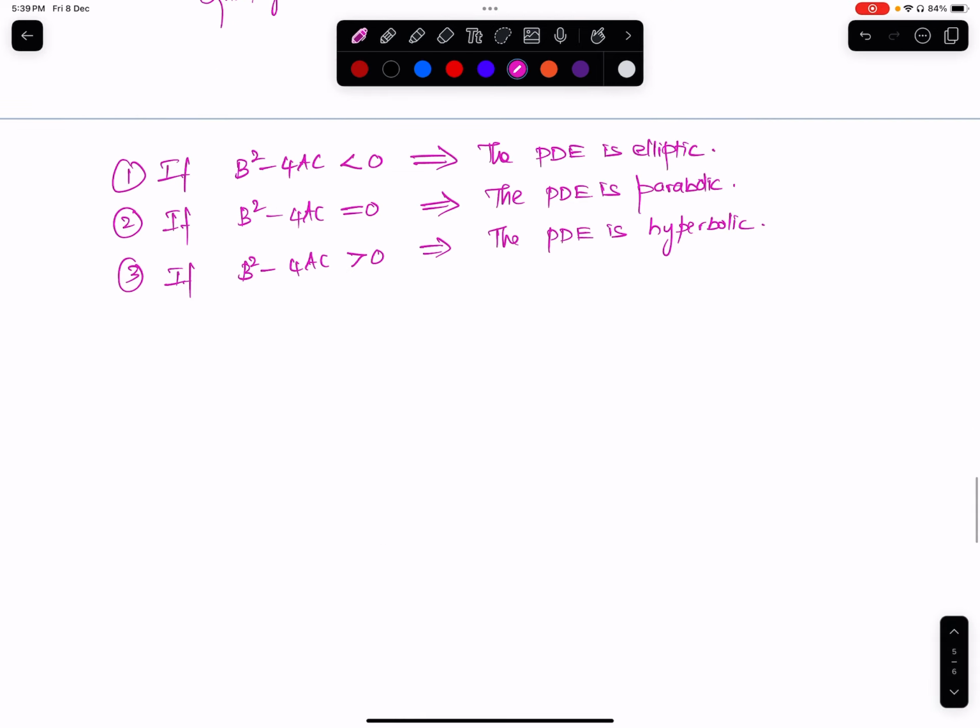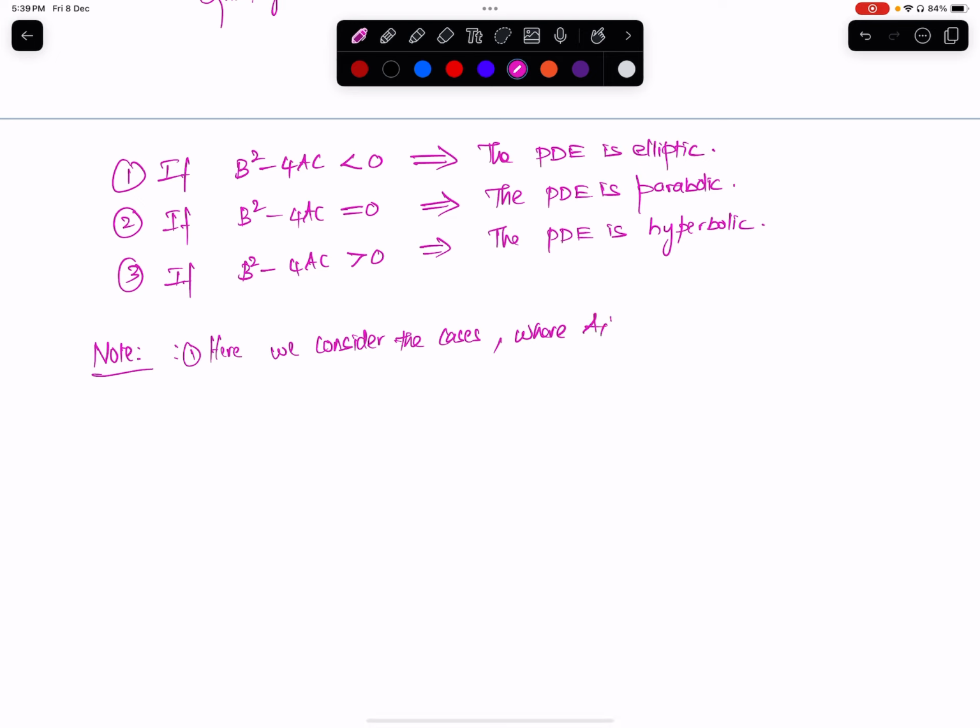Okay, and I put a note here. The first note is, here we consider the cases where A, B, and C are just constants, or you can say numbers, because there are some questions with variables. There, the nature of the PDE will be different in different regions.